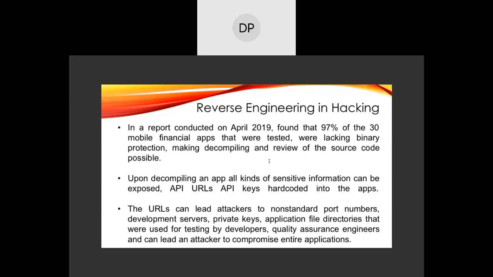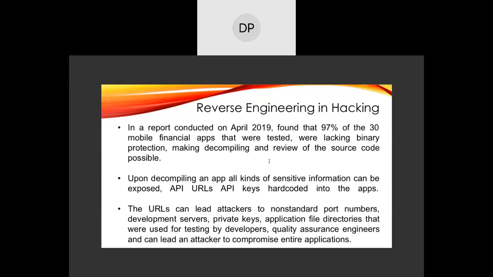Reverse engineering in hacking. In a report conducted in April 2019, they found that 97% of the 30 top mobile financial apps that were tested were lacking binary protection, making decompiling and review of the source code possible. So there is a tool that can generate code. If you provide the app, it will generate the code of it. If binary protection is not enabled, then we can regenerate the code easily. Upon decompiling an app, all kinds of sensitive information can be exposed.